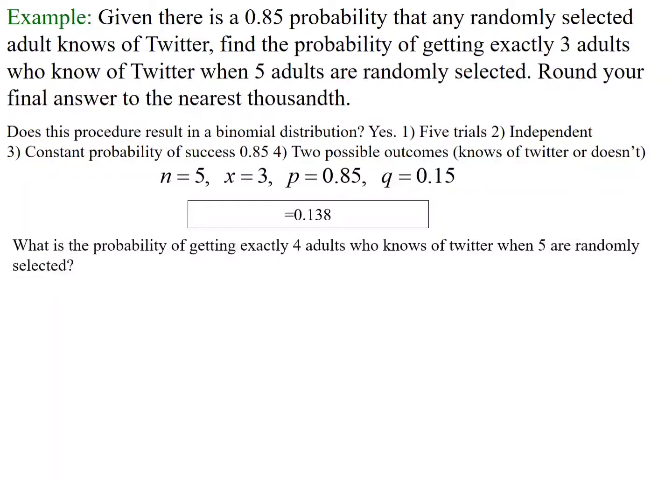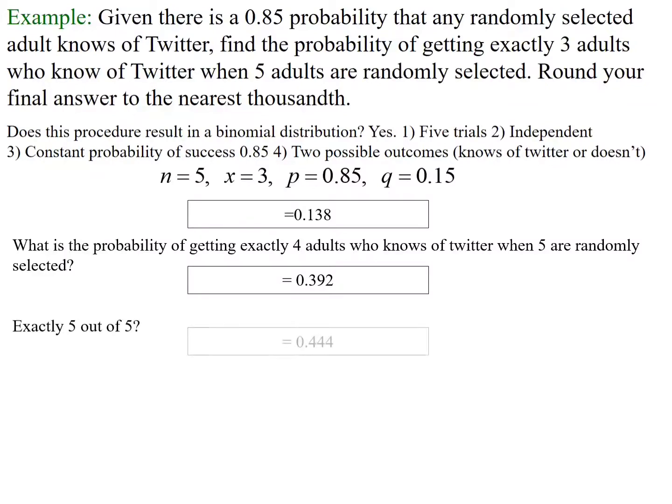So here, what is the probability of getting exactly 4 who know of Twitter when 5 are randomly selected? Same case, the only difference is X is now 4. So if I plug it into my calculator and do my work, I should get 0.392. Now again, try doing this yourself, and then after this slide I will be showing you how it's done on the calculator. Exactly 5 out of 5, again, that would be 0.44.